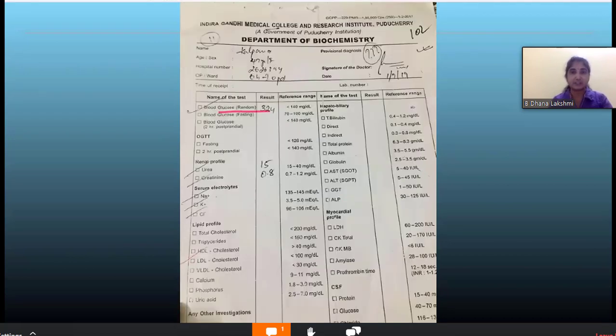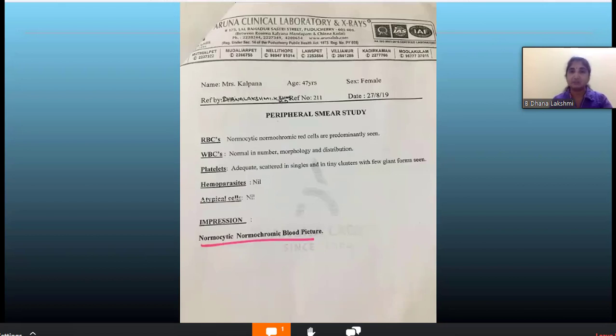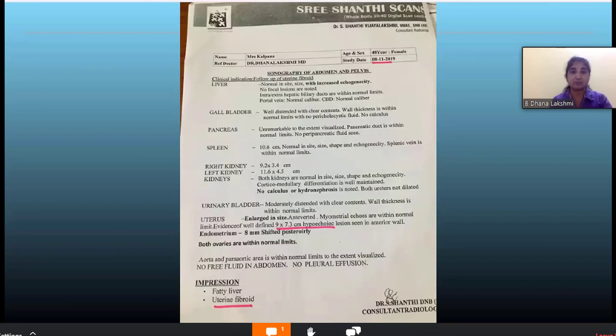After our treatment was started, I did a peripheral smear with the improvement in hemoglobin percentage, which I showed you, in my hospital setup. The blood smear also showed a better normocytic normochromic picture, and the fibroid reduced from 9 to 7.3. She's still under my treatment.